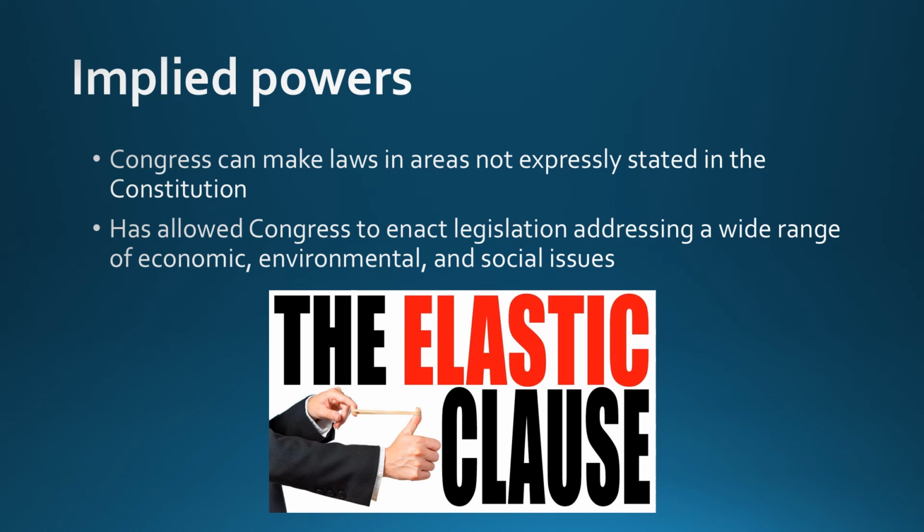So the result of implied powers and the Necessary and Proper Clause, you see here at the second bullet point, has allowed Congress to enact legislation addressing a wide range of economic, environmental, and social issues. So they have made laws on lots and lots of different things that they have no expressed power over, but because they fall under that umbrella of implied powers through the Necessary and Proper Clause, Congress has been able to, again, greatly expand their power.